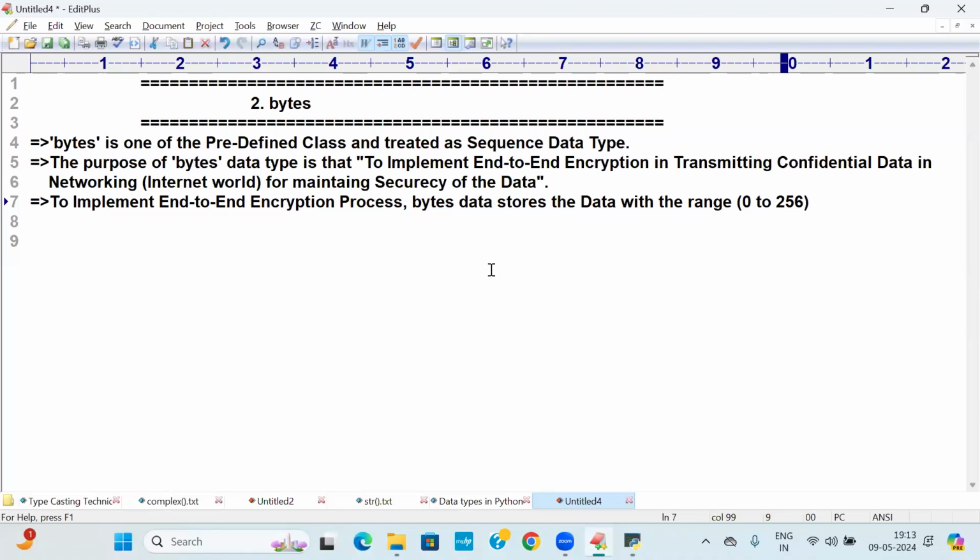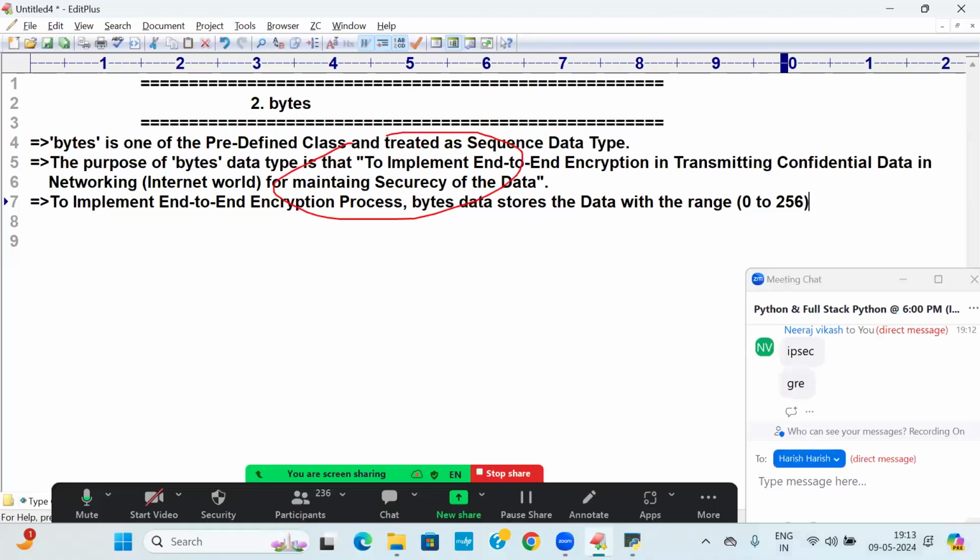Strictly speaking, if you look at normal websites and textbooks, they'll say the bytes data type is used to store 0 to 256. So what is the use of that? First of all, what is the use? I can store 0 to 256 with other numbers also, with the list data type also. I can store with other things also. Why the bytes data type? Why is 0 to 256 coming?